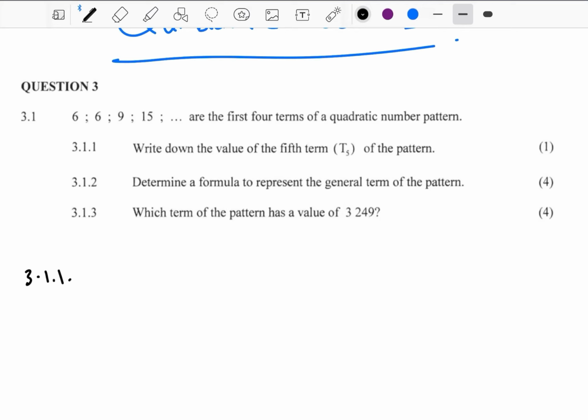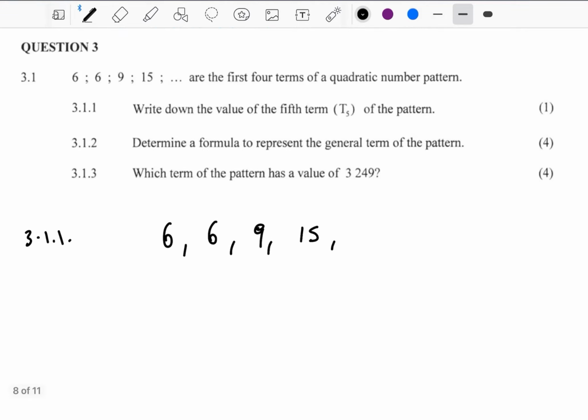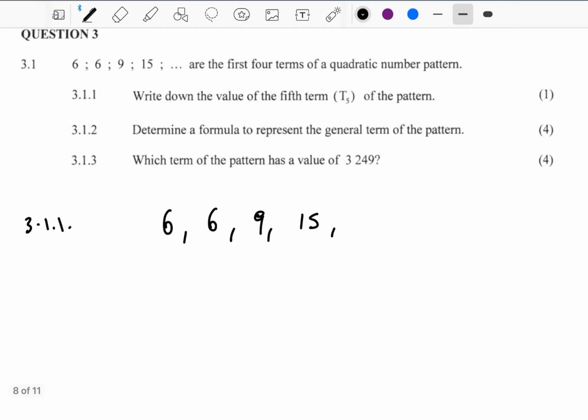Okay, so you have 6, you have 6, you have 9, you have 15, and they want to find the fifth term. One thing you should bear in mind is this is your first term, this is your second term, this is the third term, T3, this is your fourth term, T4. So they want us to find the fifth term, this term here. So how do you do that?